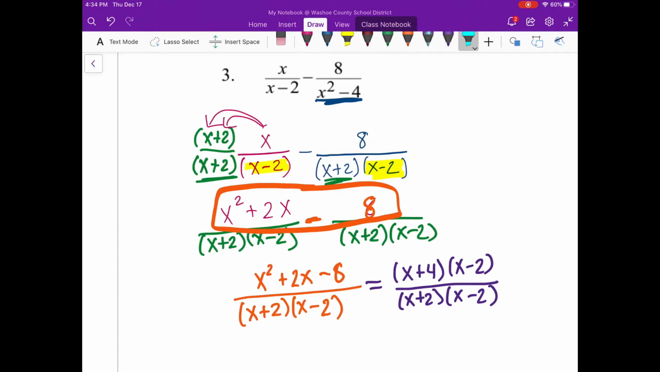And this is why it's important to go ahead and factor it out all the way through, because in case you have anything in common in the numerator and denominator, remember those can cancel out. So really, this simplifies to x plus 4 over x plus 2. And this would be my most simplified answer.